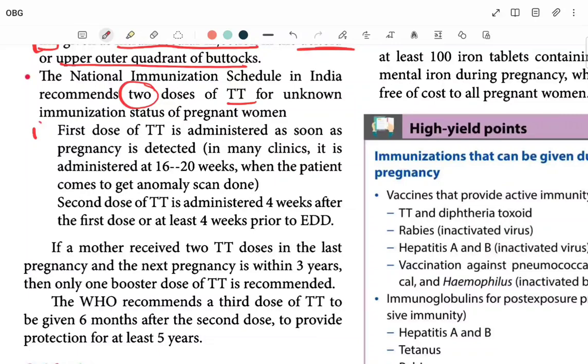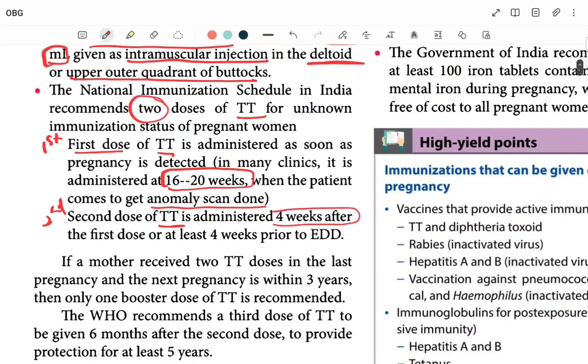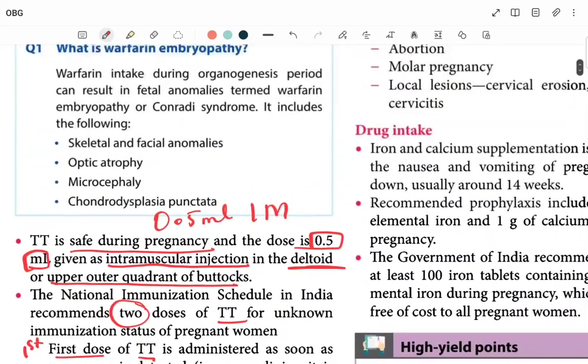Coming to the first dose: the first dose of tetanus toxoid is administered as soon as pregnancy is detected. In many clinics, it is administered at 16 to 20 weeks when the patient comes to get the anomaly scan done. The second dose is administered 4 weeks after the first dose, or at least 4 weeks prior to EDD. This is very, very important.